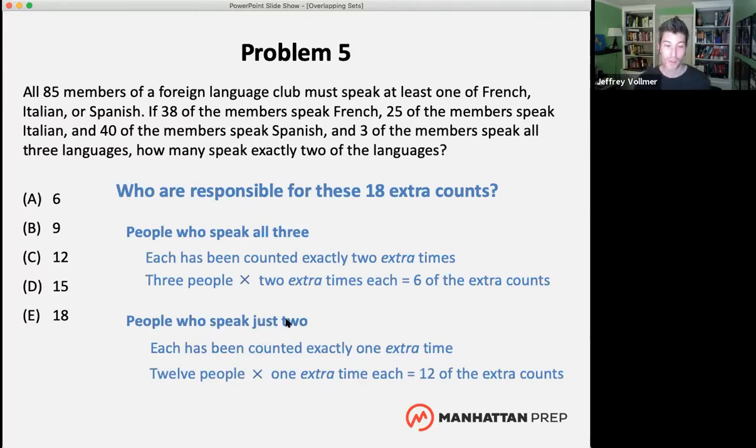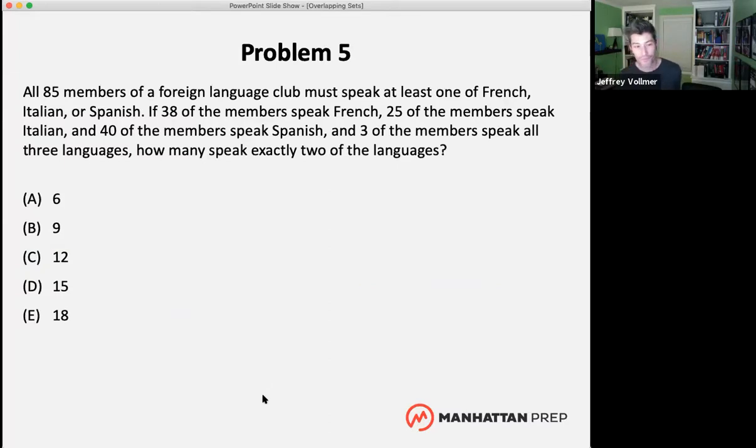Those are the people who speak 2 languages. And that means the answer to this is 12. How many speak exactly 2 of the languages? That's the way I think about it. I think there are a couple other ways. I will quickly run through them just to reiterate that these are problems you should run away from.